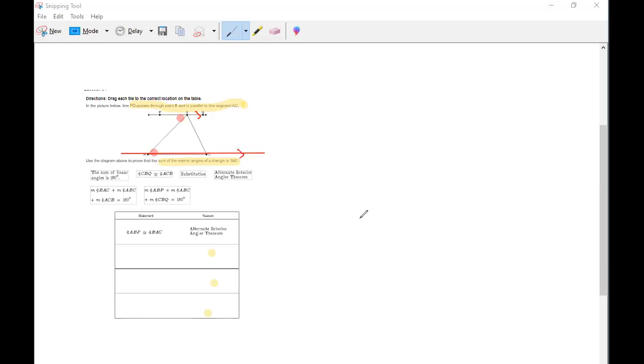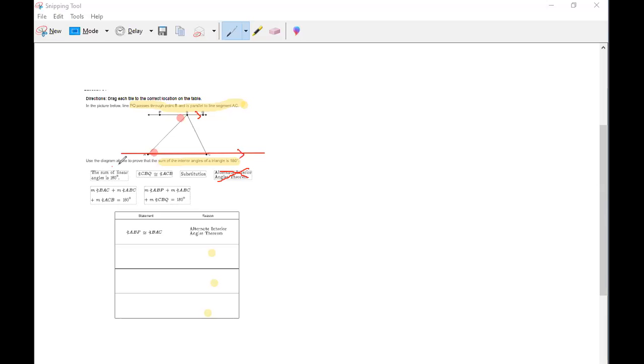And then we're going to look at our answers here. This one's gone. Okay. And we're going to go from there and figure out, what else could we possibly do? Let's see. Let me think. Can I use this at all? The sum of linear angles is 180.